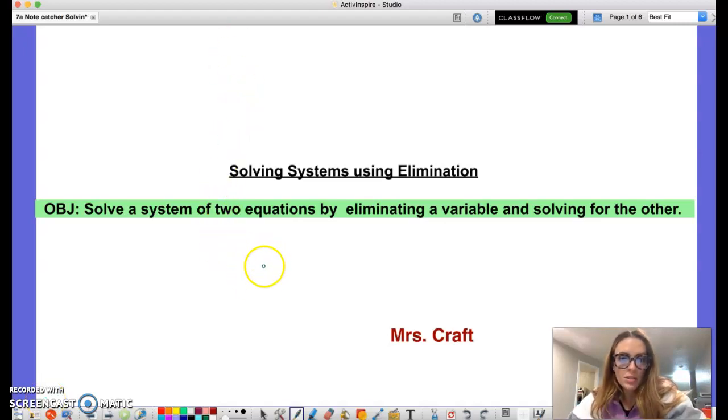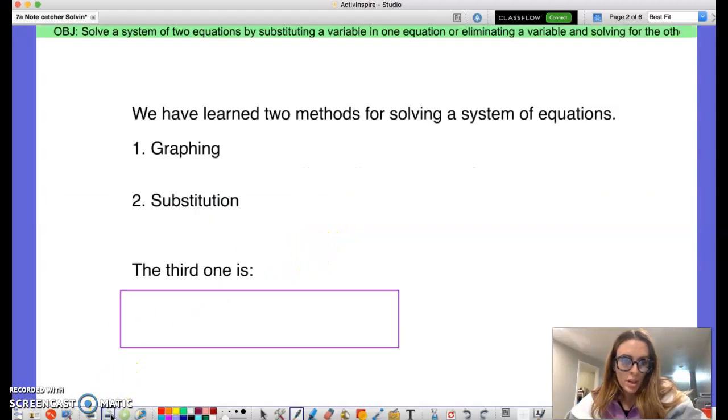Today we're going to be talking about solving systems using elimination. Our objective is to solve a system of two equations by eliminating a variable and solving for the other. Although we have not actually graphed two systems, we've been talking about graphs of two equations in a system. And so we know that the intersection of those two lines is the solution to a system, which comes in a point x comma y.